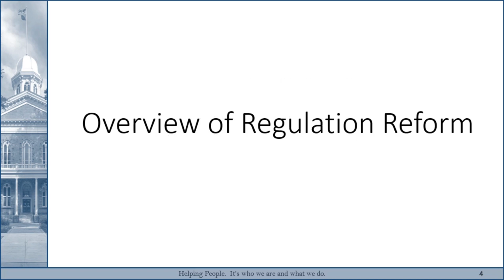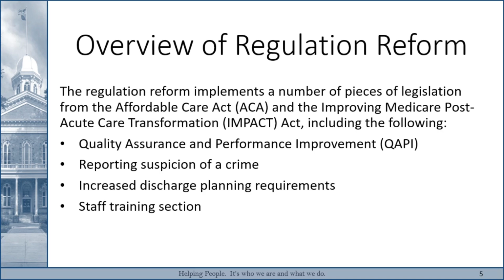Overview of regulation reform. The regulation reform implements a number of pieces of legislation from the Affordable Care Act, or ACA, and the Improving Medicare Post-Acute Care Transformation, or IMPACT Act, including the following: Quality Assurance and Performance Improvement, QAPI, reporting suspicion of a crime, increased discharge planning requirements, and a staff training section.